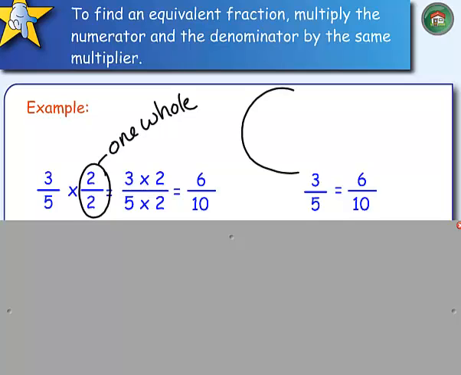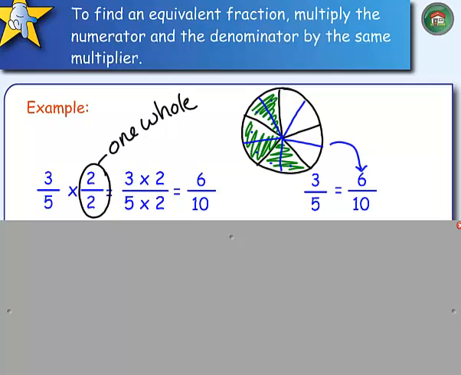Here's a picture to help you. Here I've shaded in 3 out of the 5 pieces. If I'm going to make an equivalent fraction, I can multiply by 2, which is the same as cutting every single piece into 2 parts. So now let's count up the green sections. 1, 2, 3, 4, 5, 6. And then if you count all of the sections, 1, 2, 3, 4, 5, 6, 7, 8, 9, 10, you have the denominator of 10.